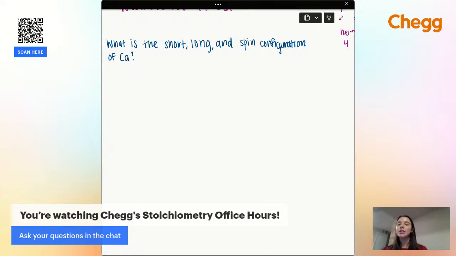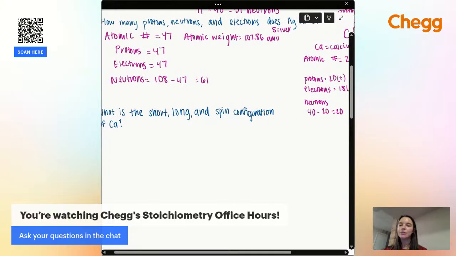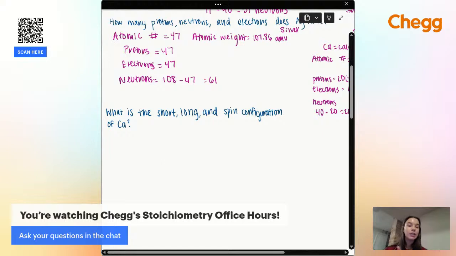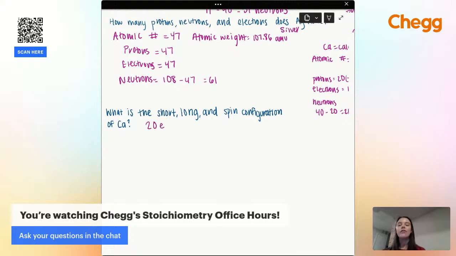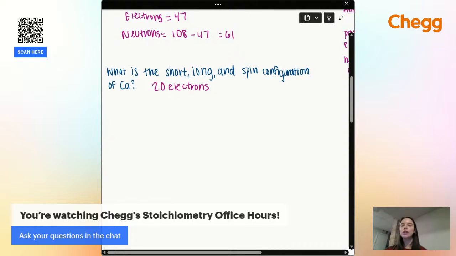So we determined that calcium has 20 electrons, because for this part, we're not concerned with the 2 plus. So naturally, if calcium was a neutral molecule, it would have 20 electrons. Hopefully that makes sense. If you're like, where'd you get the 20 from? We just said it was 18. I can go over it with some more visual detail, but since it's neutral, we're using 20. So we want the short, long, and spin configurations of calcium. So let's start with the short.